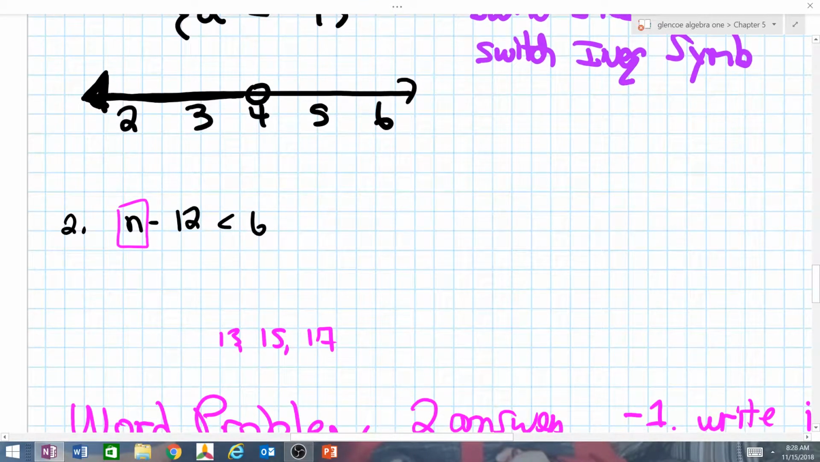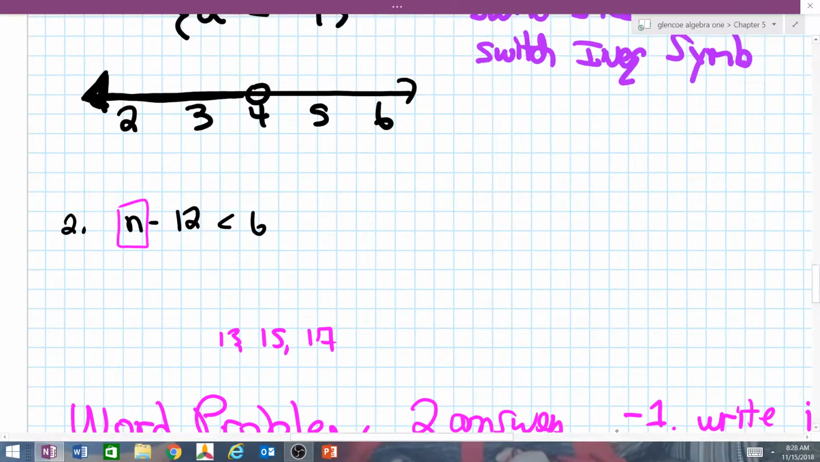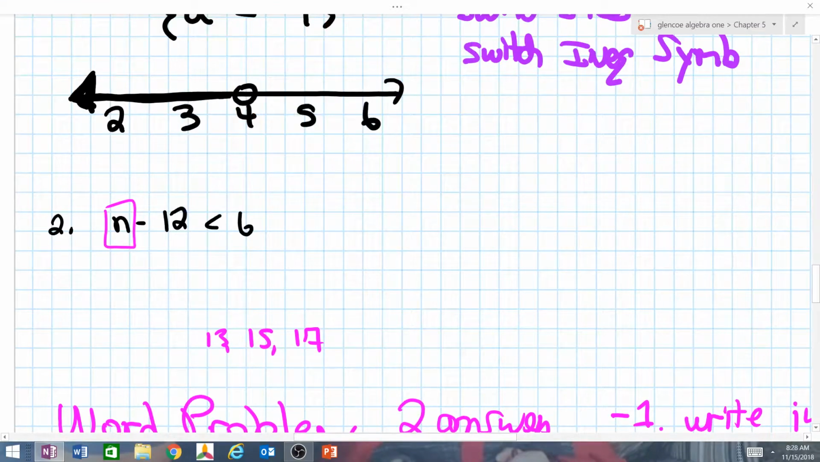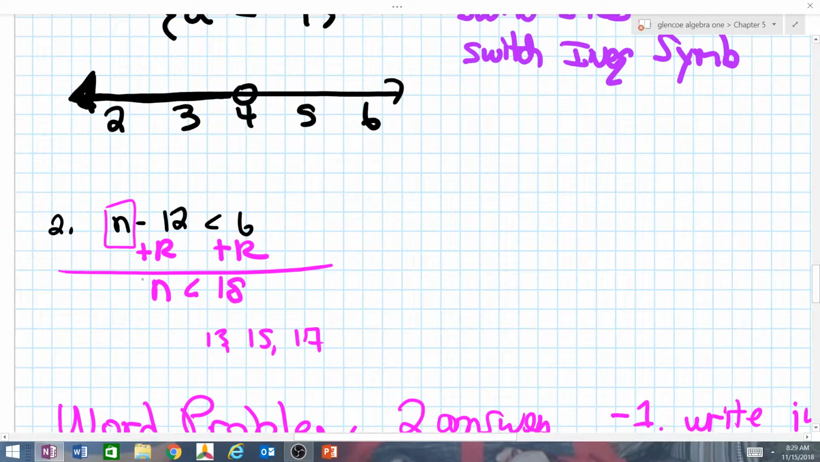Let's do another one. N minus 12 is less than 6. Okay, if you know what to do to both sides of the inequality, raise your hand. Thank you. We're going to add 12 to each side. And then we get what? N is less than what? 18. I thought somebody said 8. N is less than 18.